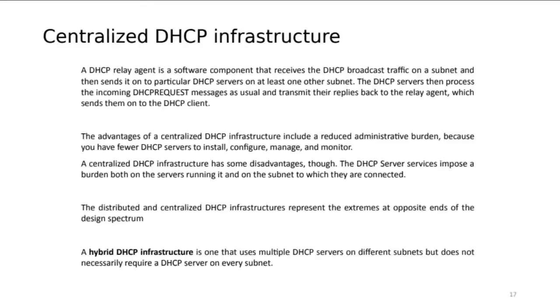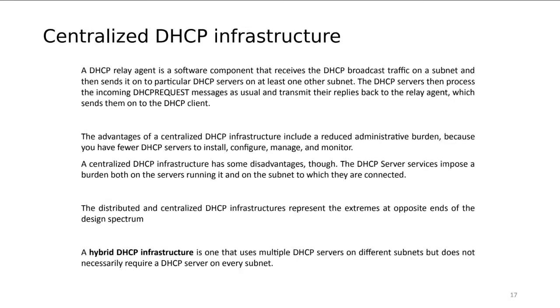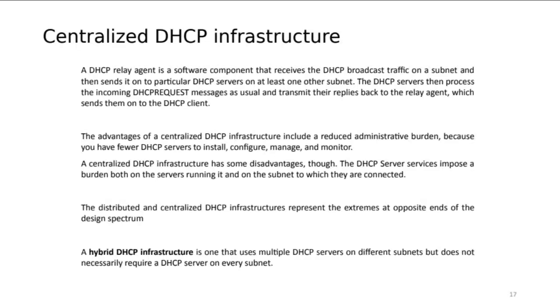The other one is the centralized DHCP server. So you have one centralized, powerful DHCP server that is serving your network, but it relies on a relay agent. So the DHCP relay agent, what is it? It is a software component that receives the DHCP broadcast traffic on the subnet, and then sends it to particular DHCP servers on at least one other subnet. That's the function of the DHCP relay agent.